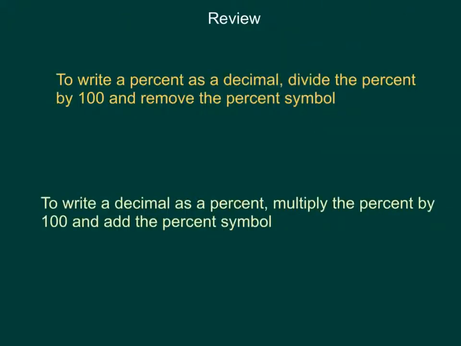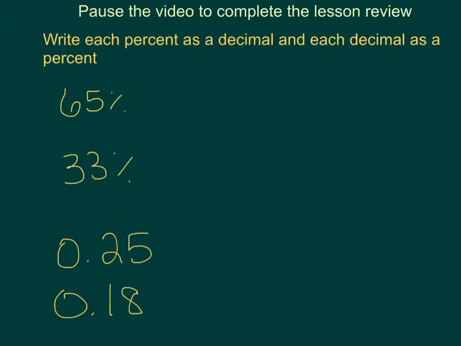So just as a review, to write a percent as a decimal, you divide the percent by 100 and remove the percent symbol. To write a decimal as a percent, you multiply the decimal by 100 and add the percent symbol. Pause the video to complete the lesson review. Write each percent as a decimal and each decimal as a percent.